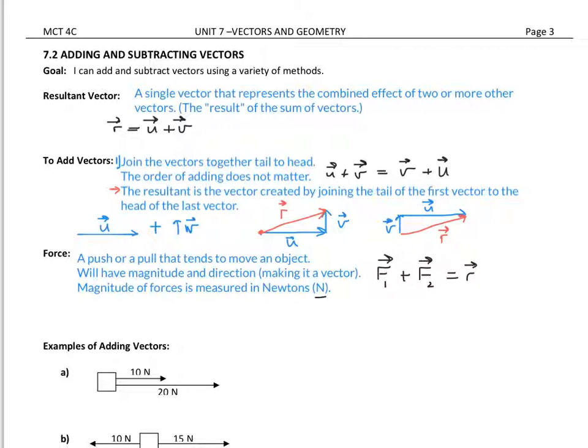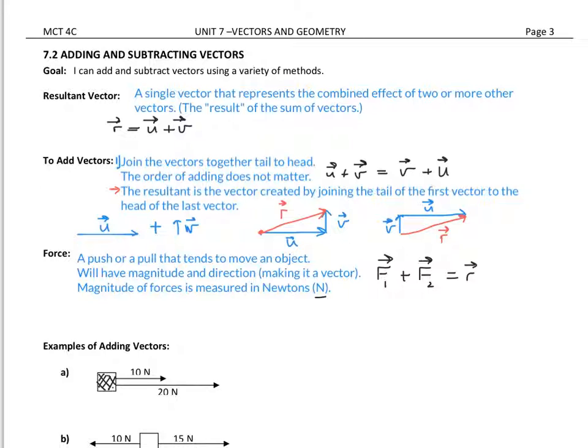Examples of adding vectors. What I have here, this little square, represents some kind of an object. We have somebody applying 10 newtons of force forward, or to the right. And we have another applying a force of 20 newtons to the right. You can see that my 10 newton vector is half the size of my 20 newton vector. Remember, when we draw them, we should try to make them representative of the actual magnitude to some degree.